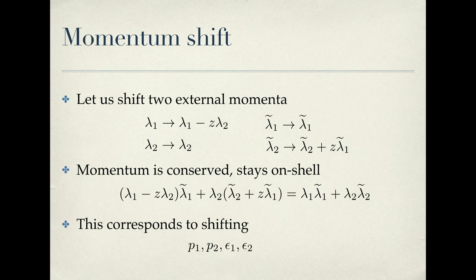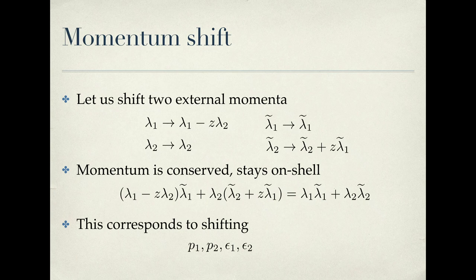So I just shifted external momenta. The nice thing about this shift is that it satisfies momentum conservation. If you take the shifted lambda 1 and shifted lambda 2 tilde, and write back the momenta in terms of them, this is the shifted lambda 1 times lambda 1 tilde, because that is not shifted, plus lambda 2 times the shifted lambda 2 tilde. The shift part just cancels between these two terms, and I reconstruct just P1 plus P2. So it satisfies momentum conservation. I added a little bit to the first particle and subtracted from the other, so I just shifted things around.